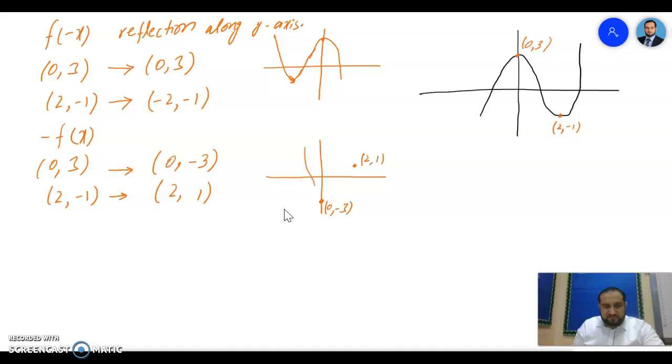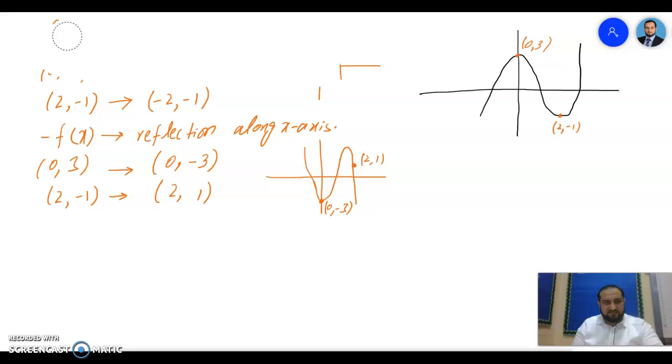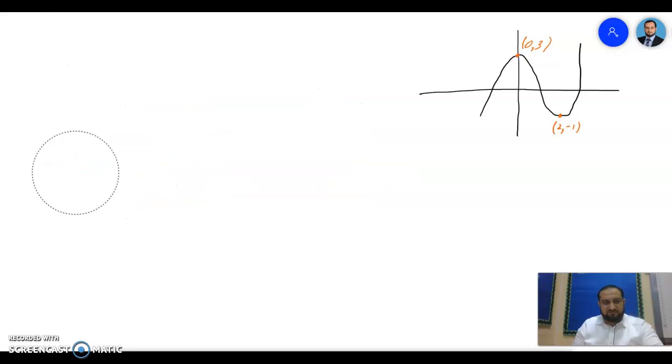So if we sketch this one, you can see this graph is actually reflected along the x-axis. So there is a reflection along the x-axis. Now further to this, we can maybe see a few more questions for this reflection together with translation.